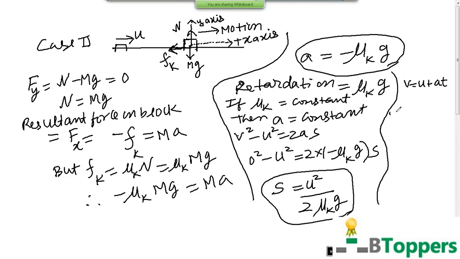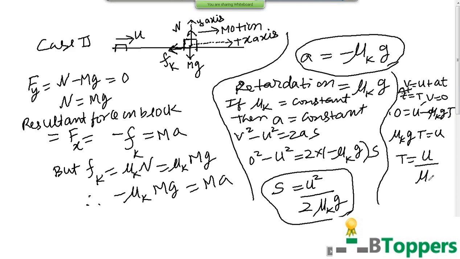Suppose capital T is the time after which the block comes to rest. We can write A equal to minus μk into g into capital T. Small t can be written as capital T. That means capital T is the time after which velocity becomes 0. That means at small t equal to capital T, v is 0. Then you can find the time taken by the block to come to rest.